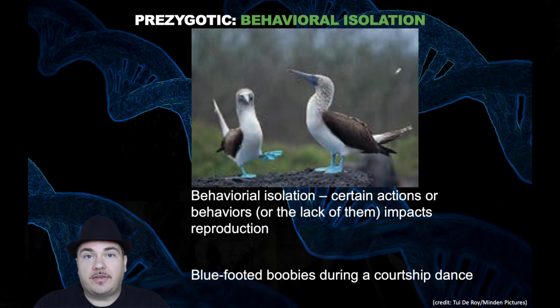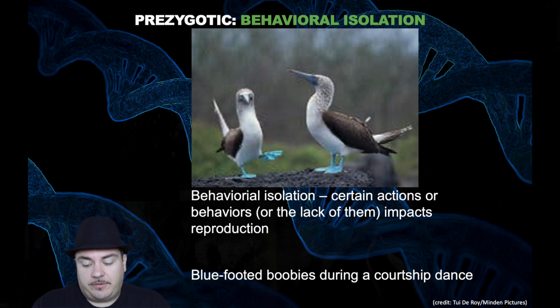The next type of prezygotic isolation is behavioral isolation. So some species will only mate with another member if they perform some mating ritual. So for example, these blue-footed boobies, they do a little dance, okay? And that dance is what convinces the other member of its species to mate with it. If it doesn't do that dance, then it won't mate. So if they don't have that particular behavior, then they won't mate with each other.